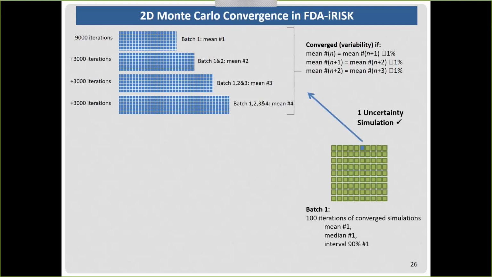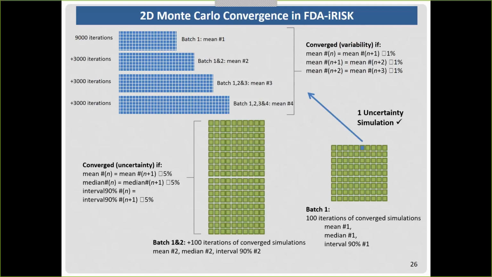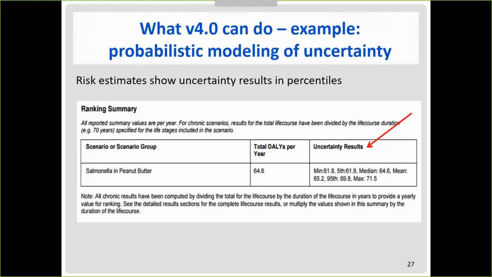When the user defines a 2D model, the uncertainty algorithm also kicks in. iRISK draws samples from each of the uncertainty distributions, executes the variability algorithm, and repeats the process for up to 100 times. It then runs one additional test and evaluates the endpoint. Again, if convergence criteria are met, the 2D simulation ends and results are reported. And the results would look something like what we see on this slide.